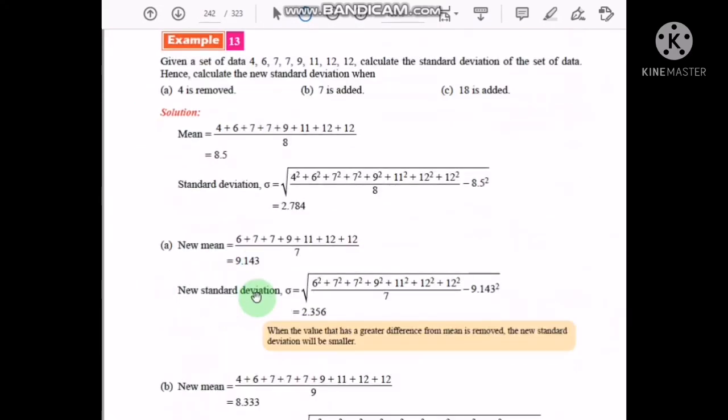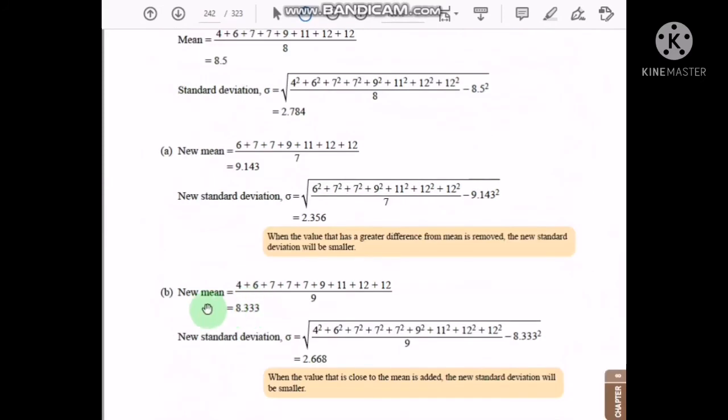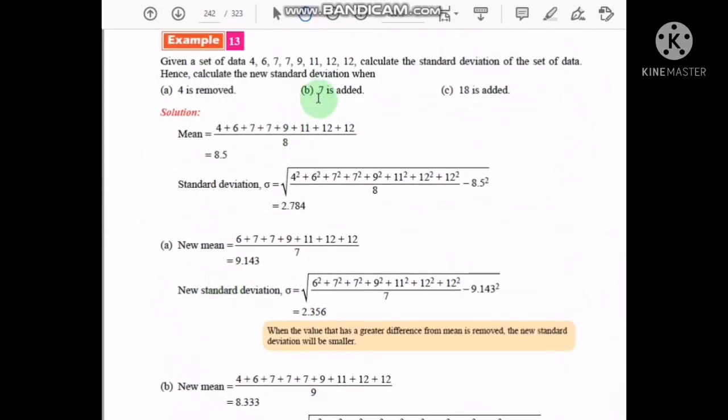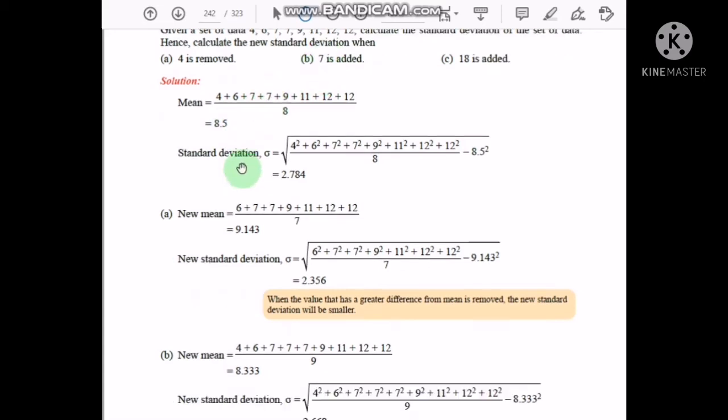Okay, example 13. Where is example 13? Okay, B. 7 is added. And then when 7 is added, you can see the difference between the 7 that is added and the original mean is smaller, right? Not far apart, which is 1 point something only, 1.5 only.